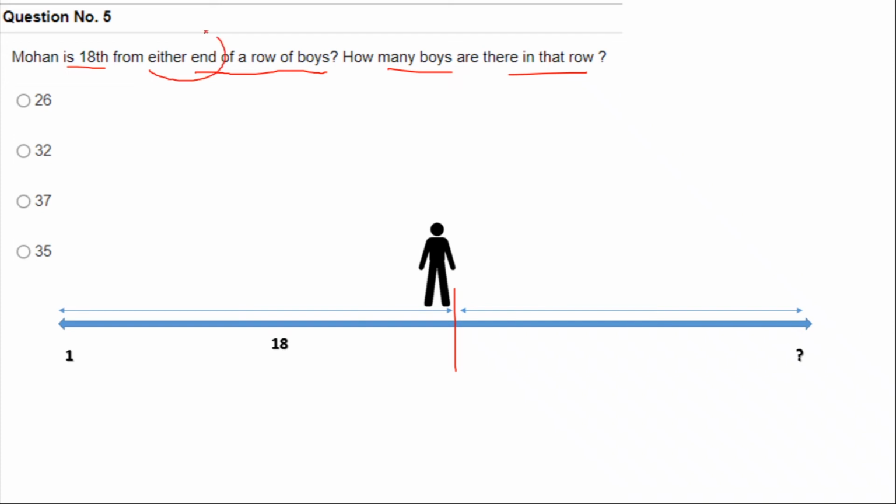So it means if you count from this direction, or if you go on counting from this direction, you will find Mohan at the 18th position only. So if from here he is 18th, and if you count from this end also he is 18th, then the boy who is next to him here will be counted as 17. Right? So we can say that there are 17 boys on this side, towards the other end of Mohan. So how many boys will there be? 18 plus 17, that equals 35. Very simple question. If you just understand the concept, it's very simple to solve. Let's move on to the next question.